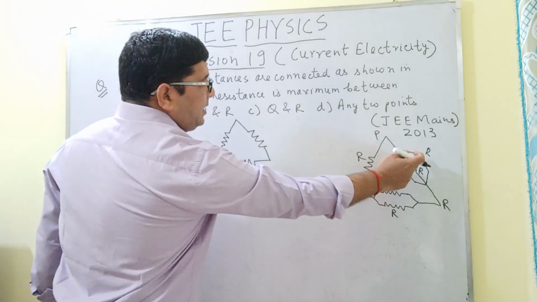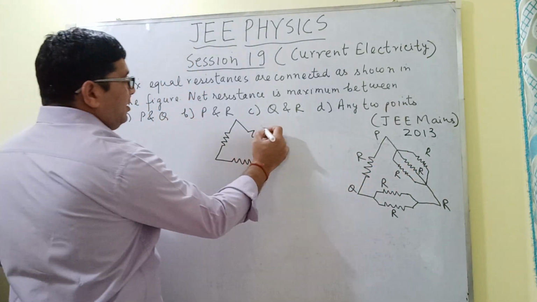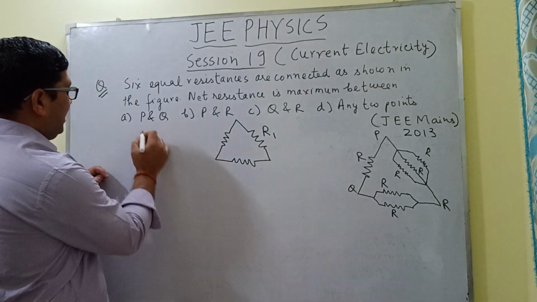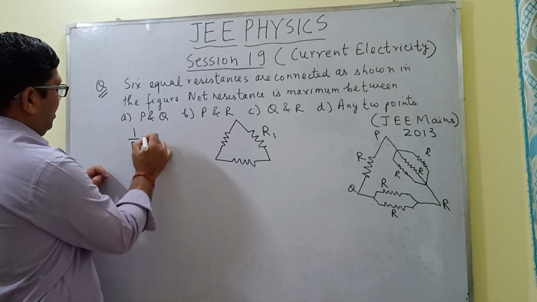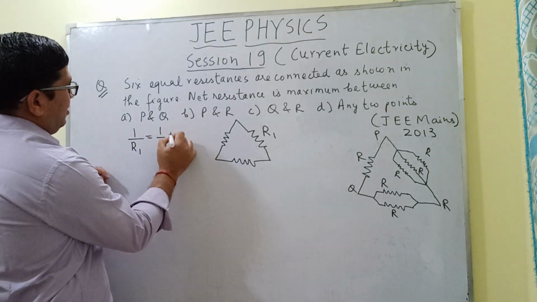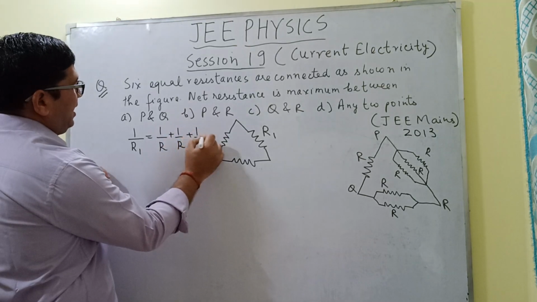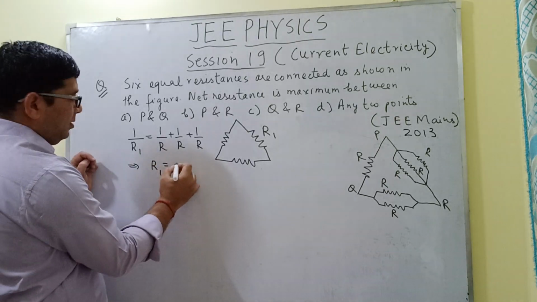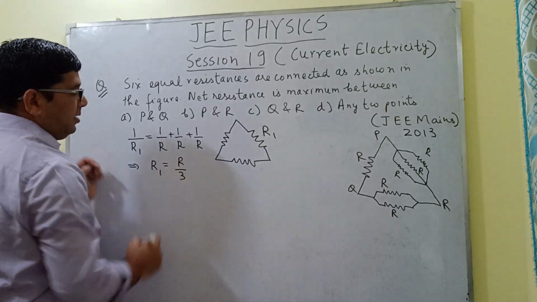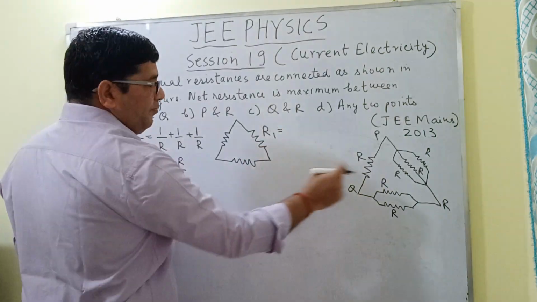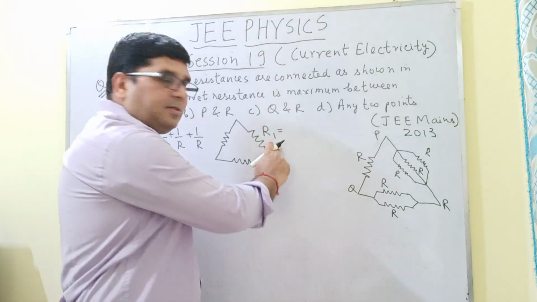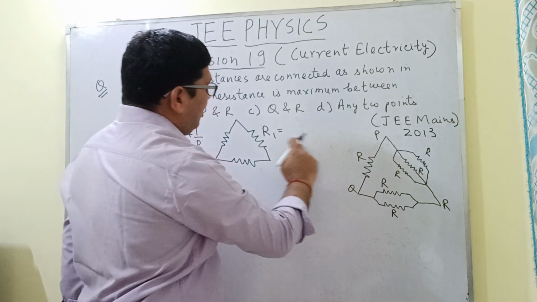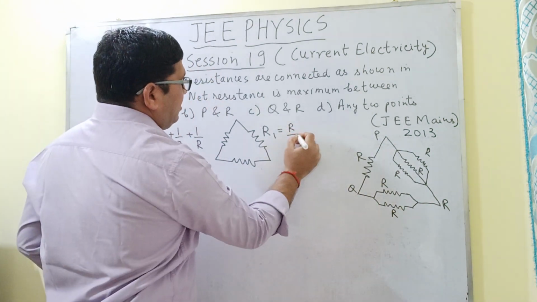So since these three resistors are connected in parallel, and if their equivalent resistance is say R1, then 1 by R1 will be equal to 1 by R plus 1 by R plus 1 by R. So it implies that R1 will be equal to R by 3. Okay, so this is the value of R1, which is the equivalent resistance of these three resistors, equal to R by 3.